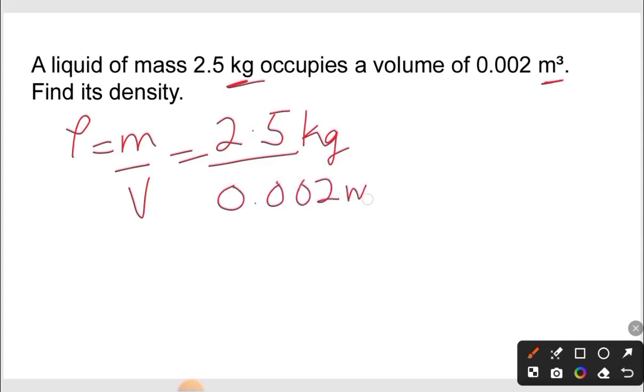So, 0.002 meter cube. Now, when you do your division very well, 2.5 divided by 0.002, we have 1250 kilogram per meter cube.